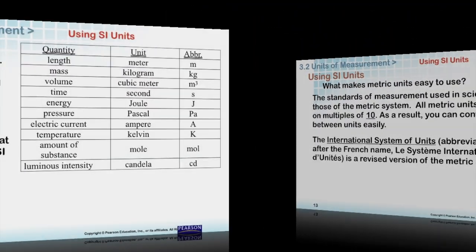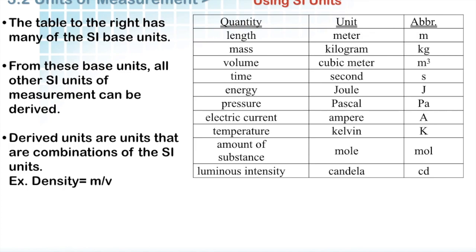So here's a table of some quantities that are what we call the SI base units. They are the base units for different measurements. From these units, we can then derive or make up different units. For example, length is meters. The abbreviation for meters is m. Mass is in kilograms. Kilo means 1,000, so that means it's 1,000 grams.